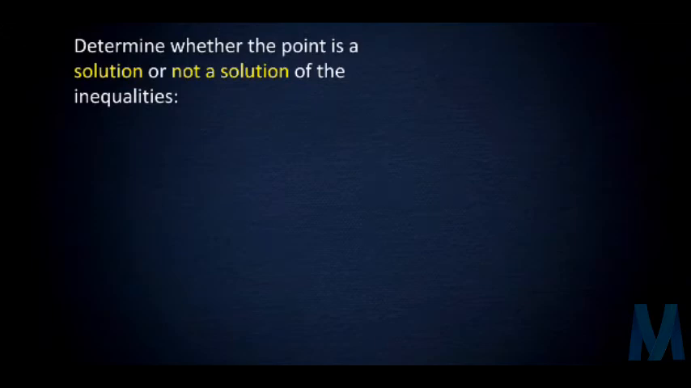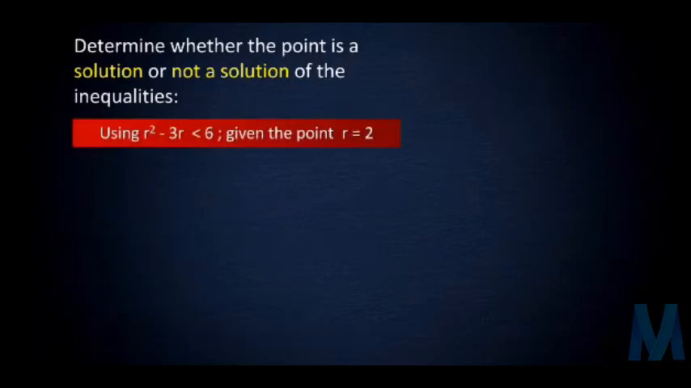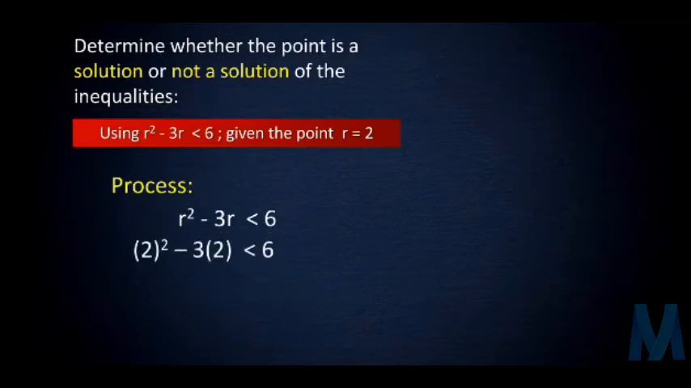So let us determine whether the point is a solution or not a solution. So let's say we have r squared minus 3r is less than 6. So we are going to check if the point r is equal to 2 is a solution or not a solution. All you have to do is to substitute the value of 2 in place of the variable r, using the inequality r squared minus 3r is less than 6. We are going to change the value of r into 2. So it will become 2 raised to 2 minus 3 times 2 is less than 6.